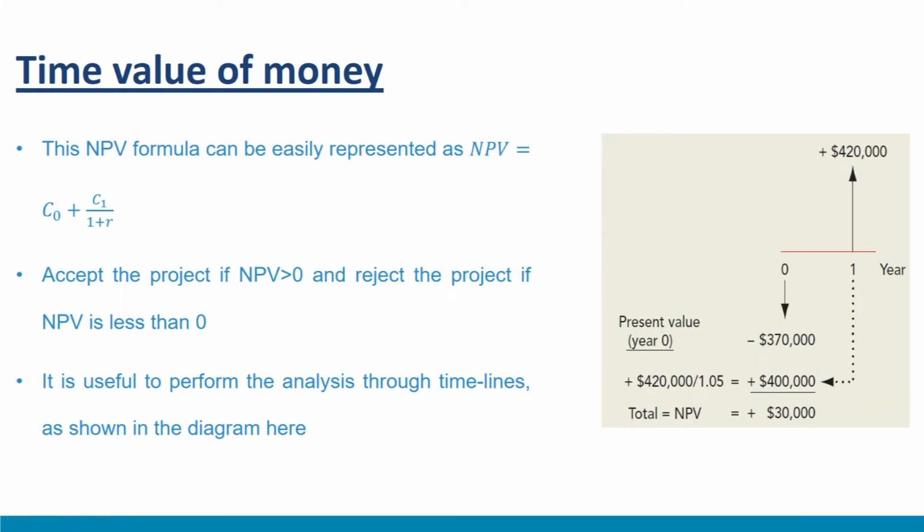In this particular case, the NPV formula can be easily represented as net present value NPV equal to C naught plus C1 upon 1 plus R. Here C naught is the initial investment at time t equal to 0. C naught will be negative because it is investment. C1 is the cash inflow at the year end. The decision rule here is that you will accept the project if NPV is greater than 0 and reject the project if NPV is less than 0.